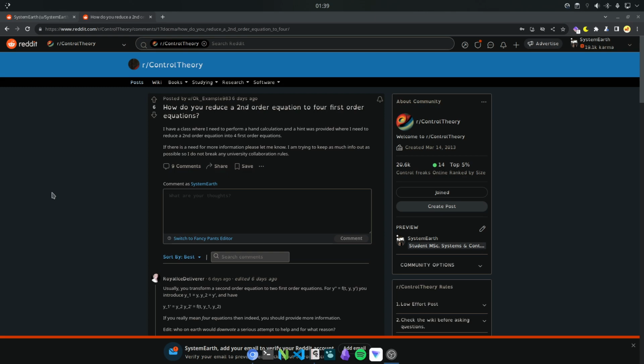For example, are we talking about linear equations? And I think OPE means ordinary differential equations, but that's not entirely clear. And also, if you have a second order differential equation, linear, I wouldn't even know how to write four first order equations out of it because you only need two.